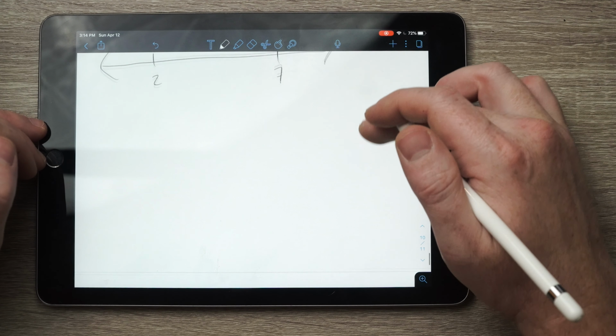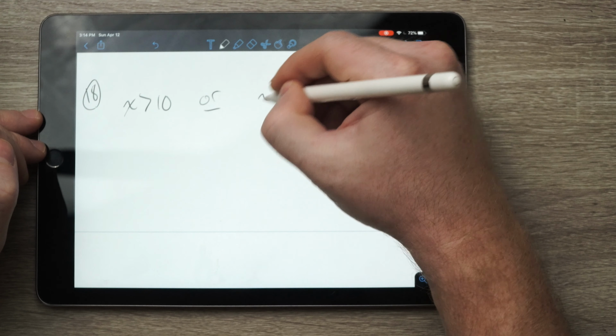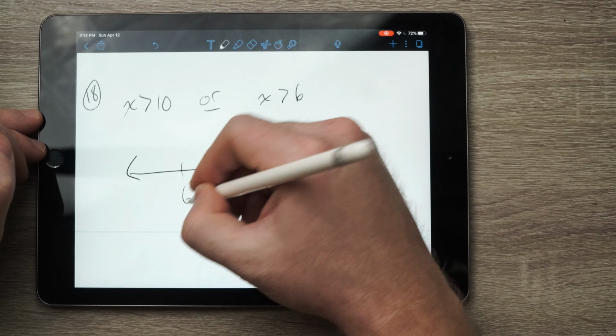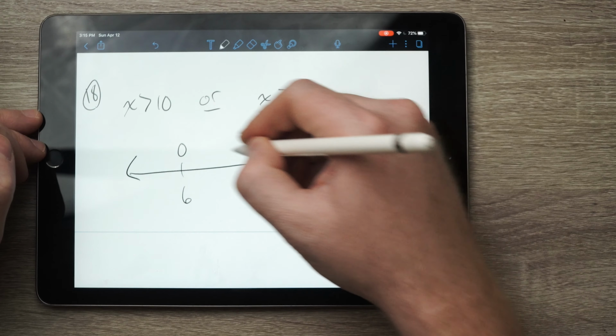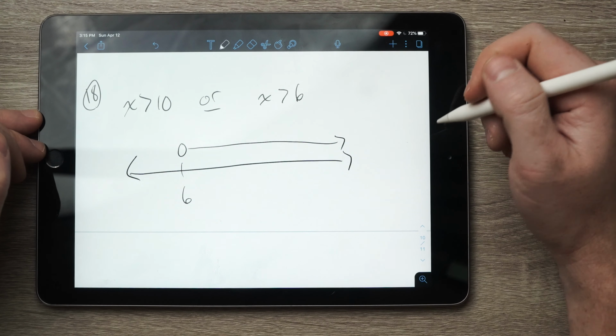All right, let's go to number 18. x greater than 10 or x greater than 6. So I would write that like this. Because if it is greater than 10, then it is also greater than 6. So we can represent this with a single line, I guess is how I would do it.